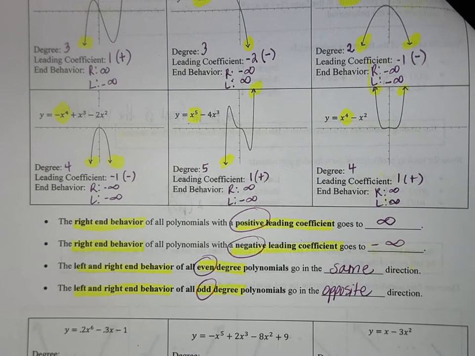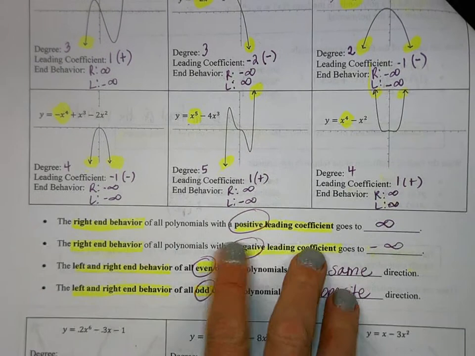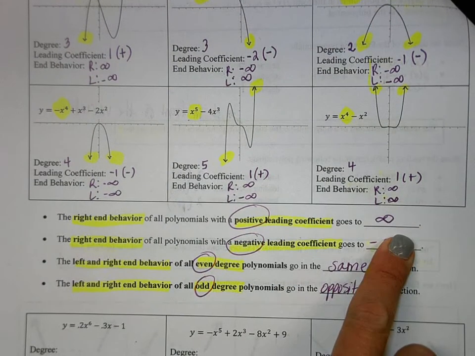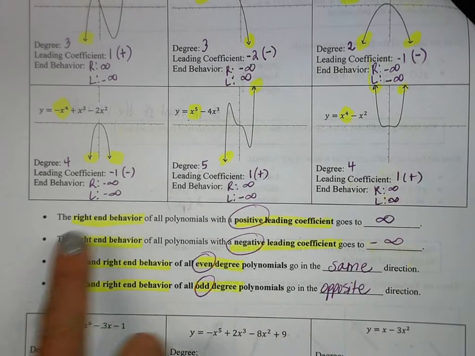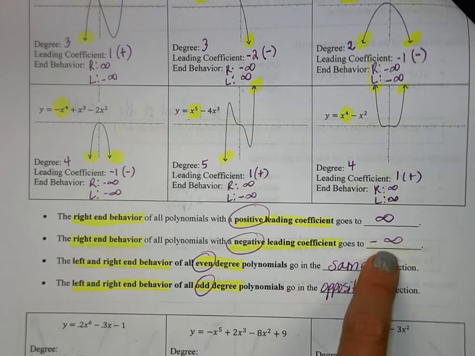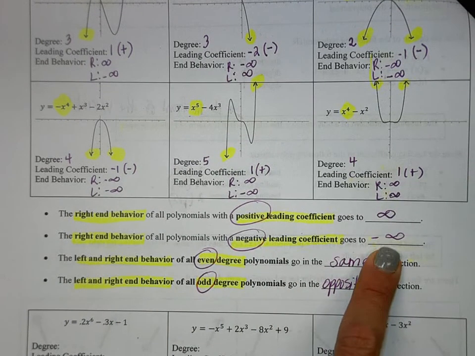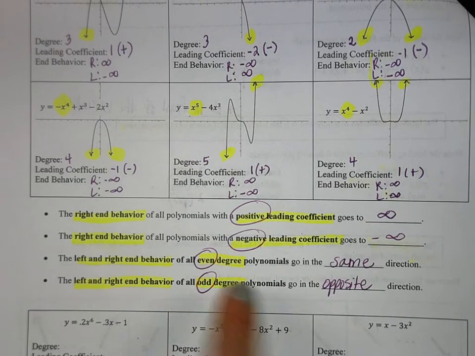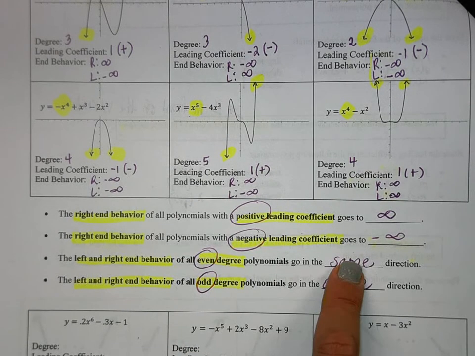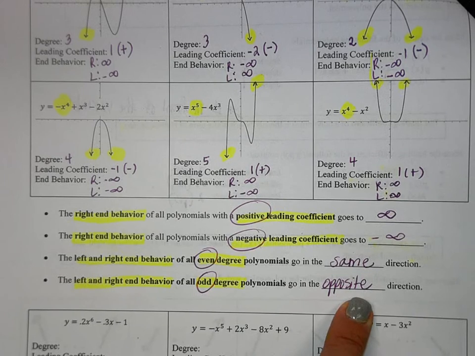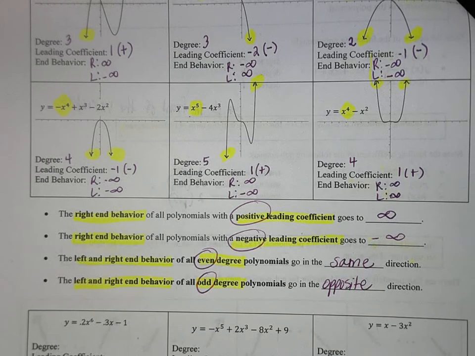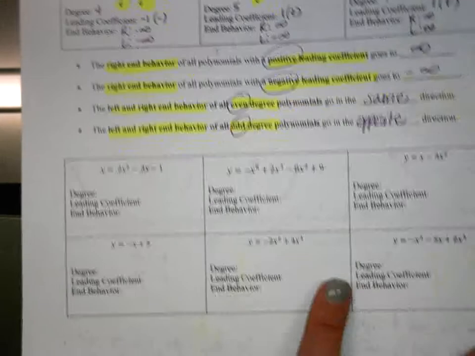And this is true for the graphs of all polynomial functions. The first thing you always start with is your leading coefficient. If your leading coefficient is positive, the right side is going to go to positive infinity. If your lead coefficient is negative, the right side is going to go to negative infinity. And then based on if it's even or odd, the left side will either go in the same direction or the opposite direction. Now that we know this, we're going to practice on these problems below.